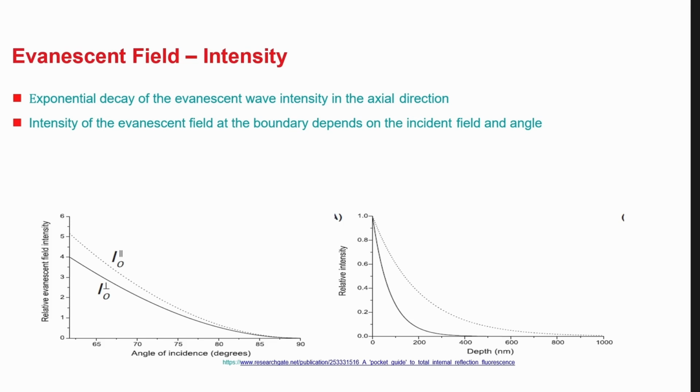On the other hand, the intensity very quickly drops off. So in this case, if you look at the relative scale, at 100 nanometer penetration depth, we still have about 70% or so, but at 200, we basically have no impact. So that automatically limits the penetration depth to, like I said, about 100 nanometers.